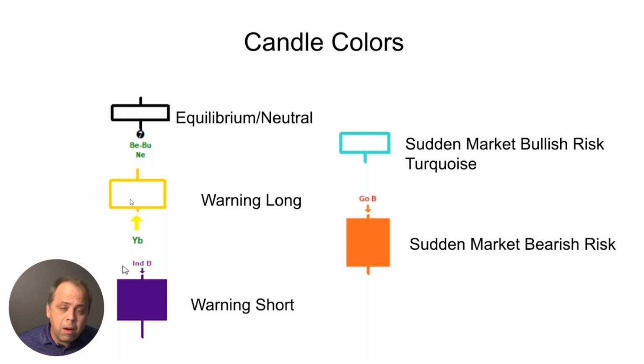Here you've got a yellow bar, which is basically a warning signal that you might be getting a move in front of you. Here's a warning that there's a short position possibly with this indigo bar. Here you've got a sudden market bullish risk, this turquoise bar right here. And right here you've got a sudden market bearish risk. These are the candle colors, and these are automatically drawn for you.